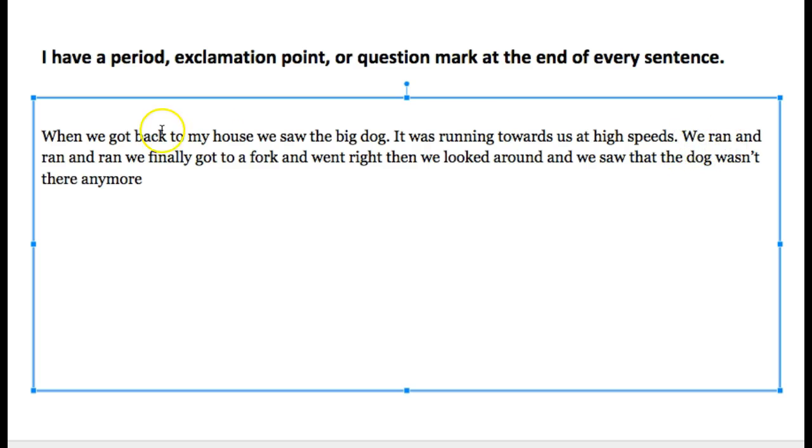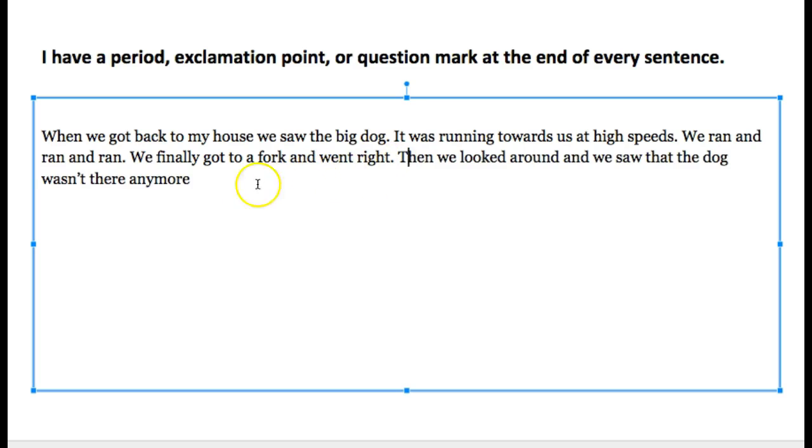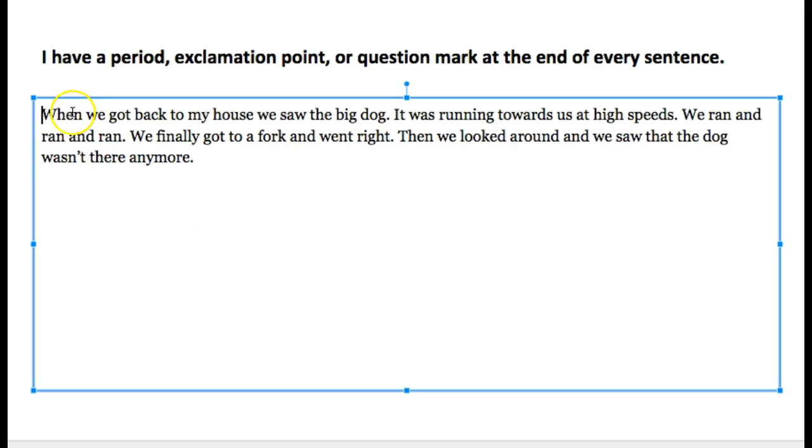Okay, so we ran and ran and ran. That's one idea. We finally got to a fork and we went right. That's a separate idea. So we're going to go back and capitalize this W because it's the beginning of the sentence. We finally got to a fork and went right. Then we looked around and we saw that the dog wasn't there anymore. Okay, so we're going to capitalize this T because it's the beginning of a sentence and put a period at the very end. Now let's read to see what it sounds like with end punctuation.